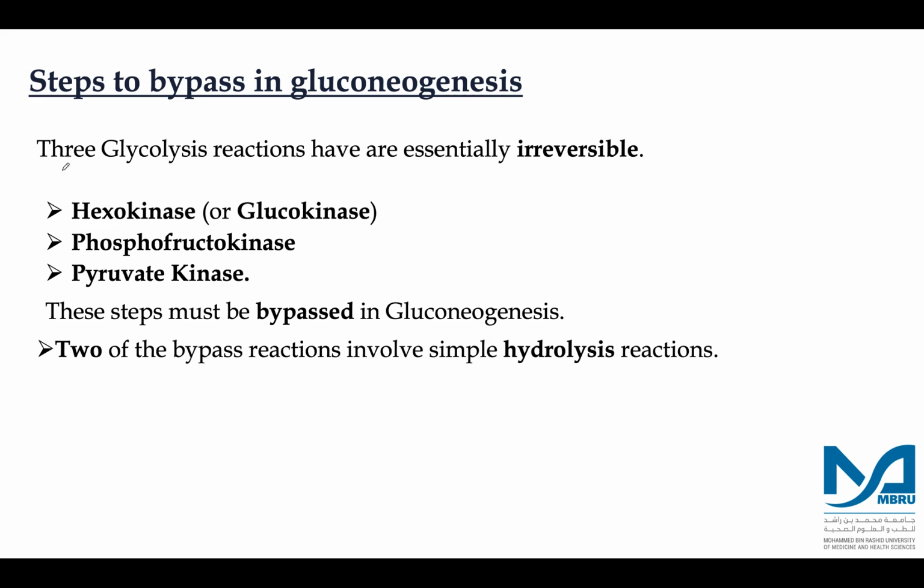The three glycolytic reactions that I mentioned in the previous slides are essentially irreversible, and the process of gluconeogenesis involves reversing these three irreversible reactions. And these are catalyzed by hexokinase, and by now you should be familiar with glucokinase, which is present mainly in the liver as well as the pancreatic cells.